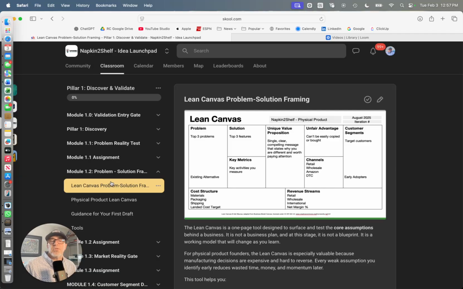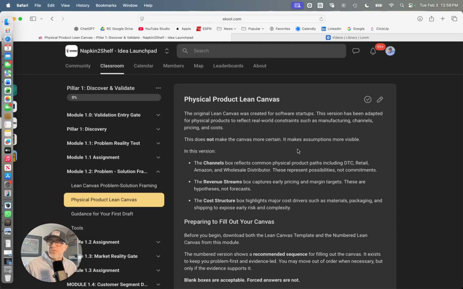And for this, we use a tool called the Lean Canvas. It's a one-page tool designed to surface and test the core assumptions behind a business. We turn ours into a physical product Lean Canvas. That includes the channels where the product may be sold: direct-to-consumer, retail, Amazon, and wholesale. The revenue streams. It captures early pricing and your margin target. These are hypotheses, not forecasts.